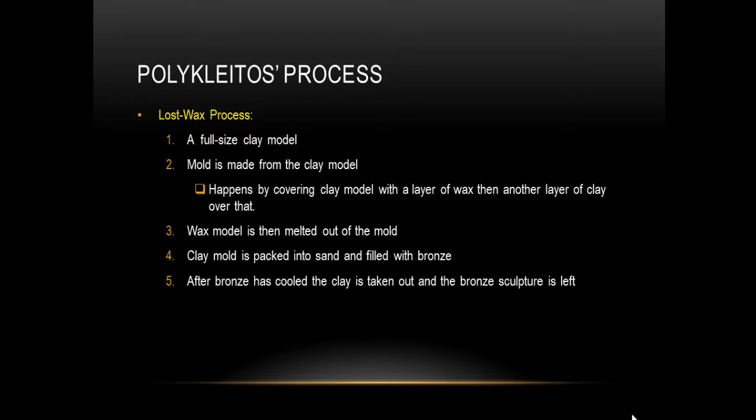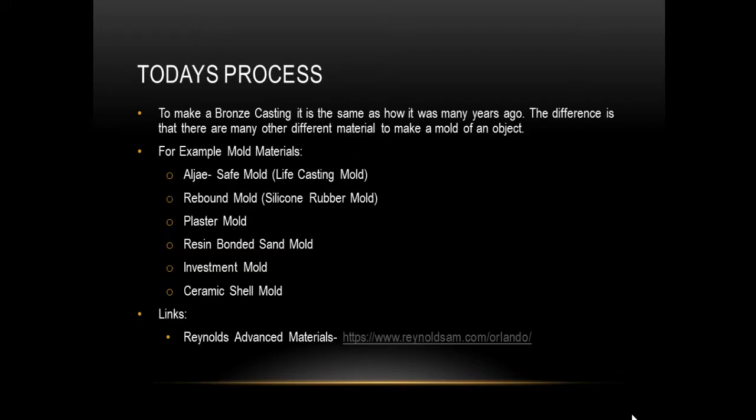First, he made a full-size clay model. Second, he made a mold from the clay model, which he did by covering the clay model with a layer of wax, then another layer of clay over that. Third, he used a wax model and melted it out of the mold. Fourth, he used the clay mold and packed it into sand and filled it with bronze. And fifth, he let the bronze cool and then took the clay out, and a bronze sculpture was left.